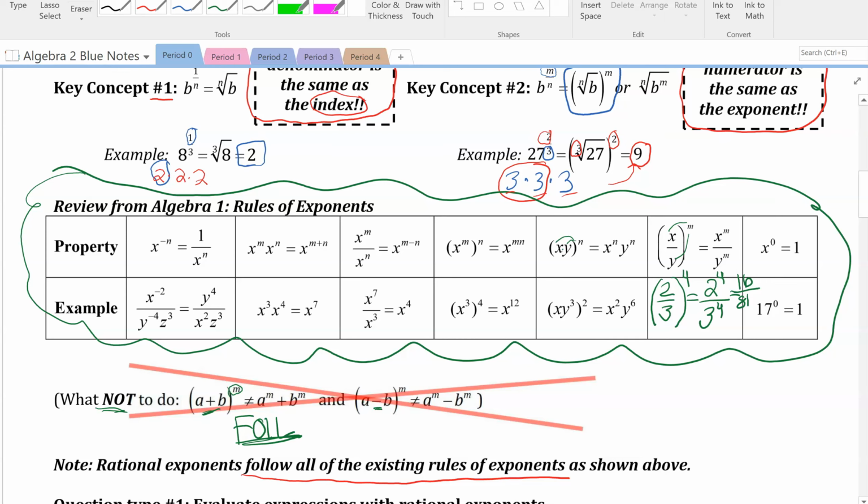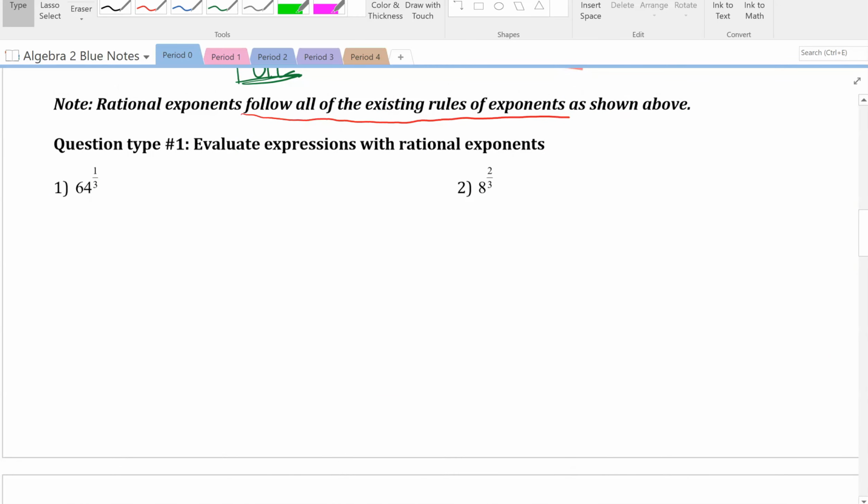And now we're going to just walk through all the different question types that involve rational exponents. This video, we're going to walk through the first 2, and then the second video, we'll walk through the remaining 3. So let's look at question type number 1. Question type number 1 is when we are evaluating.